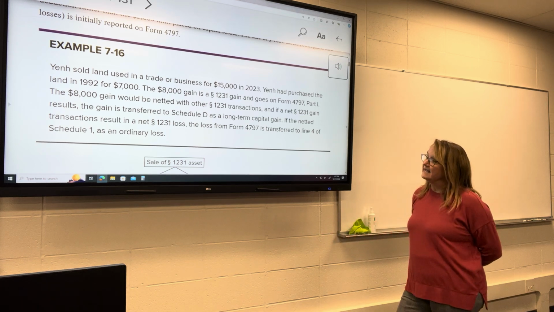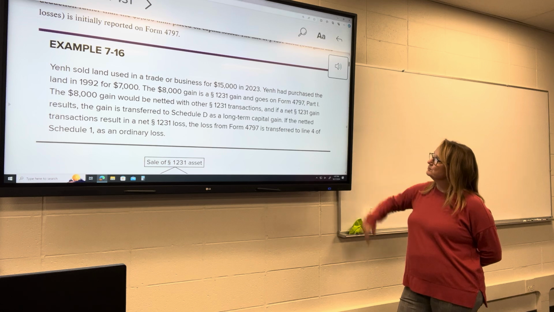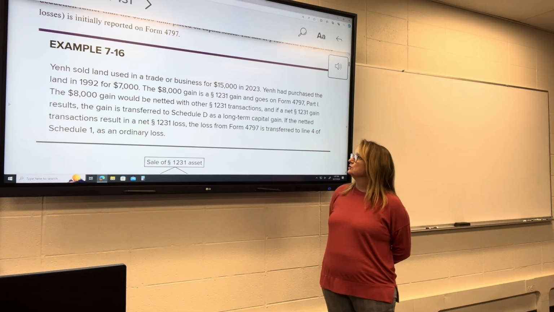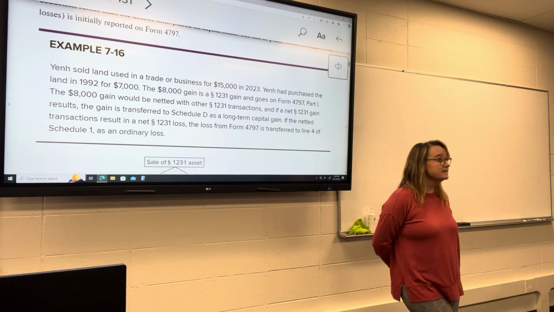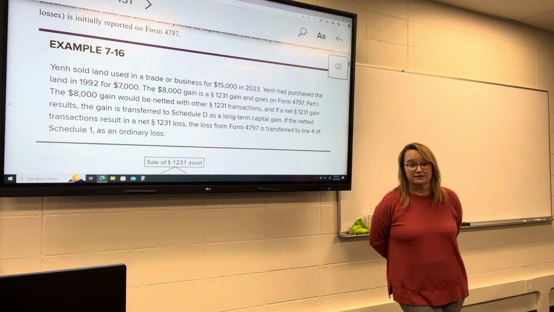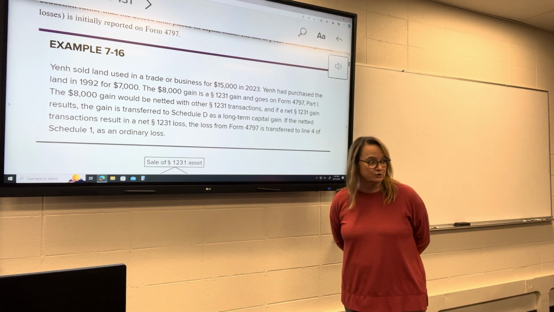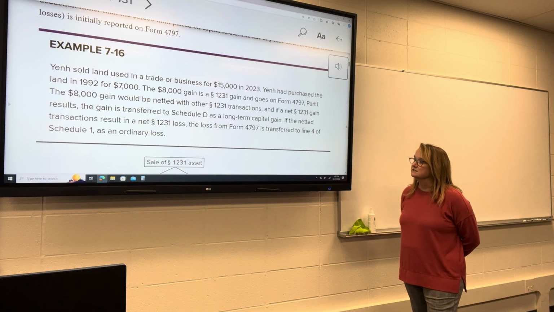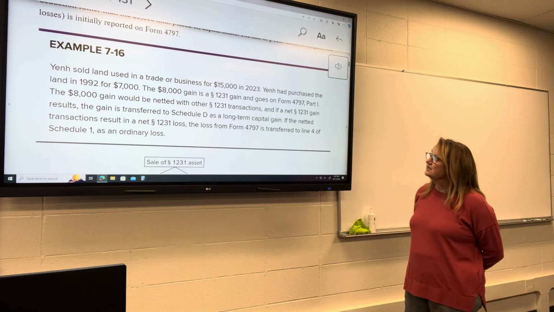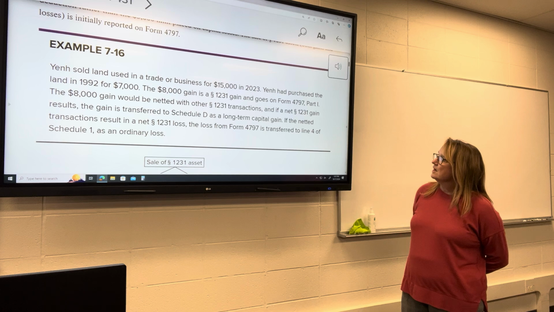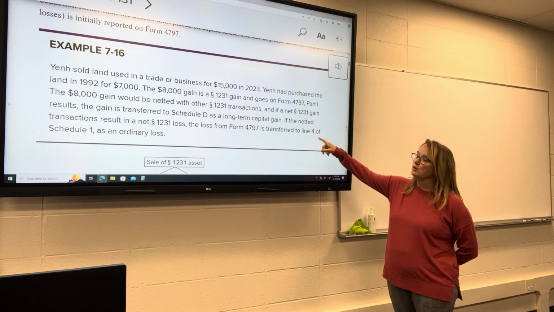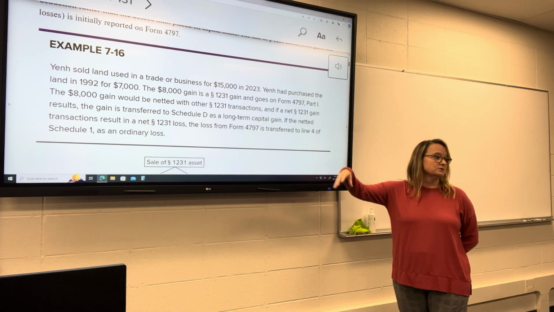So the gain goes on the 4797, but then it gets transferred to Schedule D as a long-term capital gain, because it's got those special tax rates. Okay, so all that stuff on the long-term items on the Schedule D are there because they've got a special tax rate. If they result in a loss, the loss on the Form 4797 is transferred to line 4 of Schedule 1 as an ordinary loss.